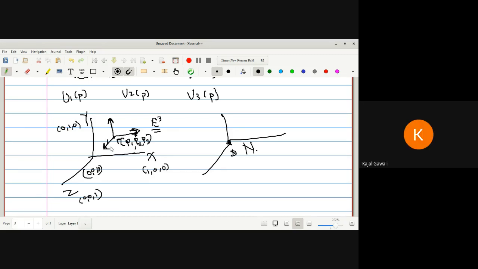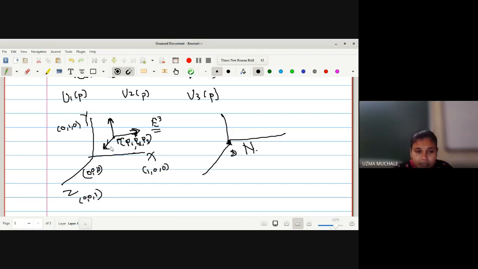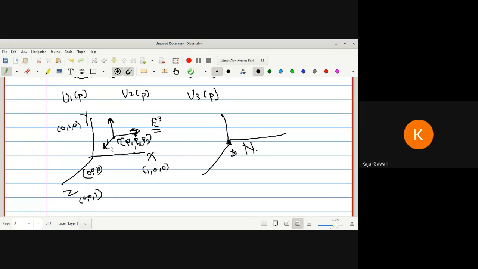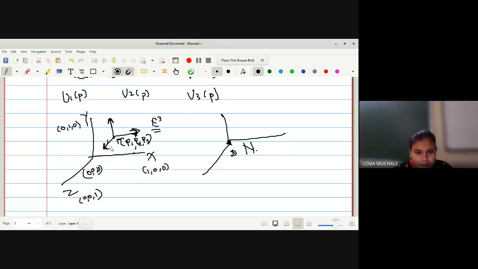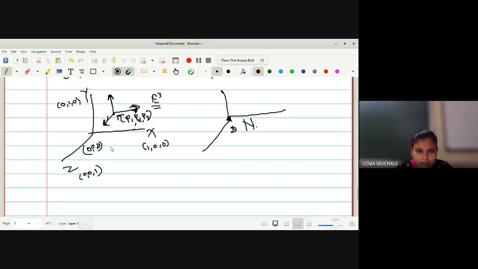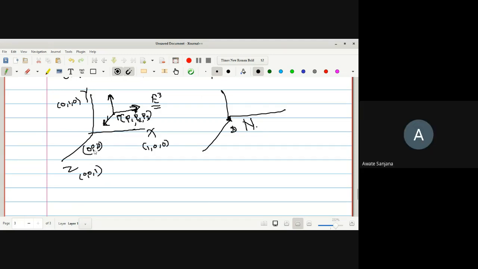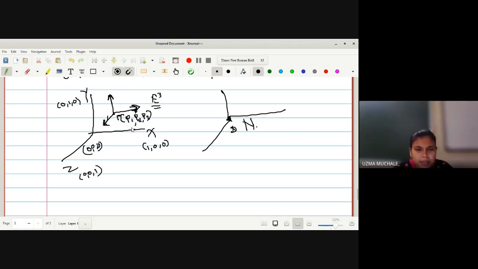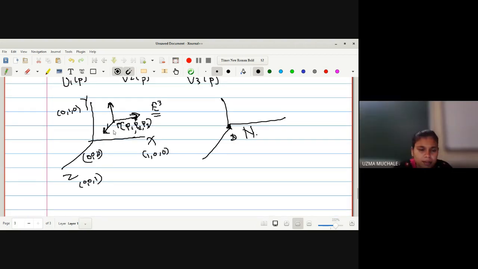Times 1 1 1. Yes. P of 1 1 1. Is it correct? Okay. P1 plus 1, P2 and P3. Where will you write this vector? y-axis. Okay, y-axis. P1 plus 1, P2 and P3. Now can you explain how you found this one?